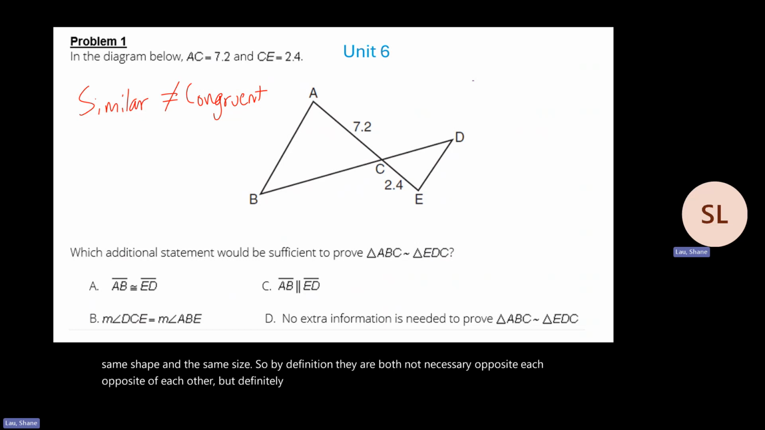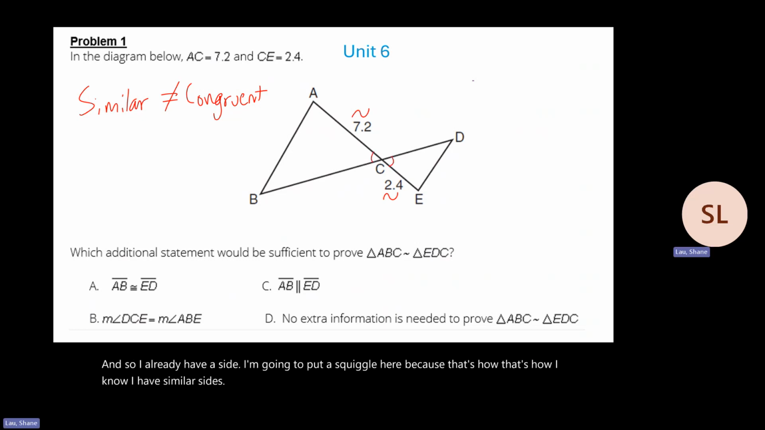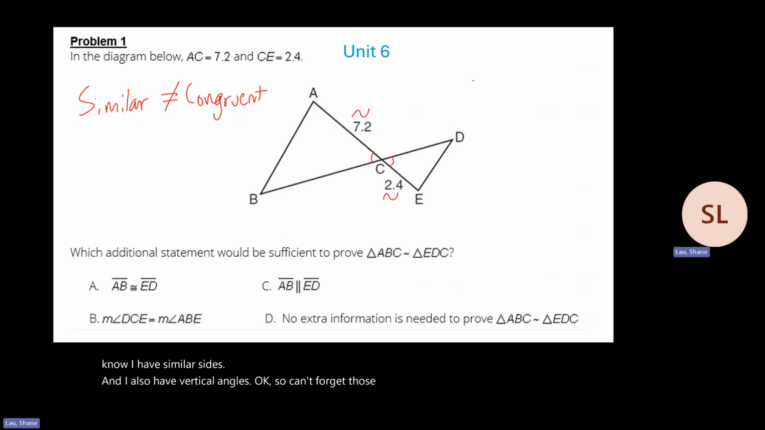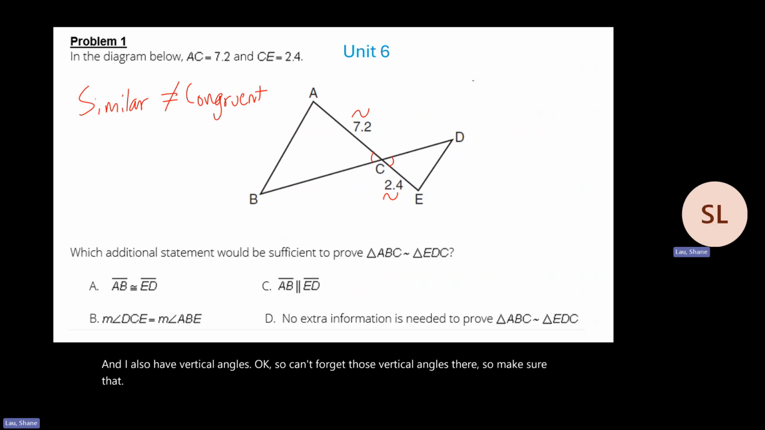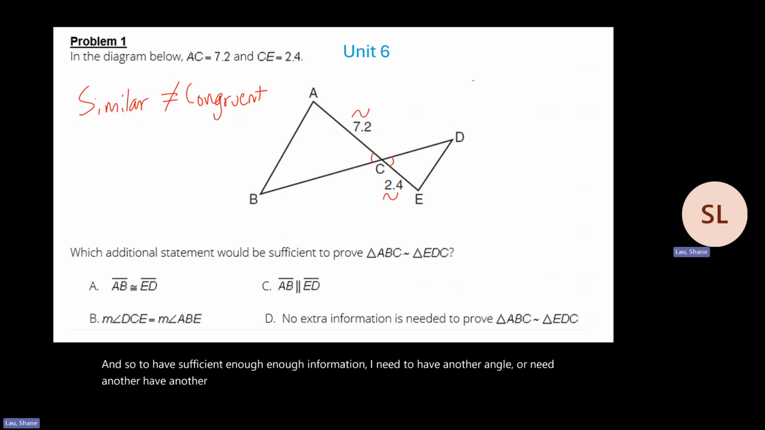So by definition, they are both not necessarily opposites of each other, but definitely not the same. Okay. And so I already have a side, I'm going to put a squiggle here because that's how I know I have similar sides. And I also have vertical angles. Okay, so can't forget those vertical angles there. Okay, so make sure that you know that. And so to have sufficient enough information, I need to have another angle or I need to have another side. But the sides have the caveat, they have to be similar, not congruent.